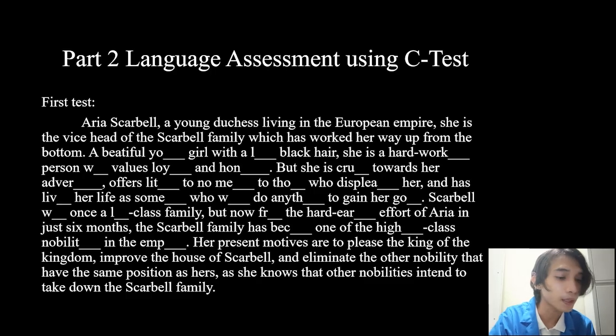Scarbell, once a low-class family, but now, from the hard-earned efforts of Arya, in just 6 months, the Scarbell family has become one of the highest-class nobilities in the empire. Her present motives are to please the king of the kingdom, improve the house of Scarbell, and eliminate the other nobility that have the same position as hers, as she knows that other nobilities intend to take down the Scarbell family.